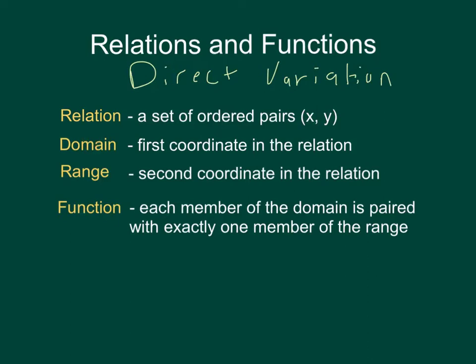A domain is our first coordinate of the relation, so there's our x, that's our domain. Our range is the second coordinate, which is, you guessed it, y. Finally, a function. A function is where each member of the domain is paired with exactly one member of the range. That'll make sense in just a second when we test it out.